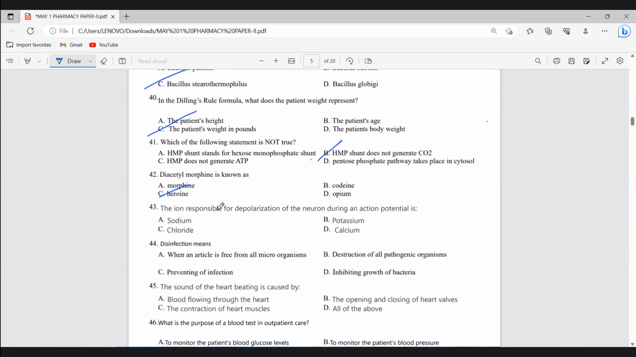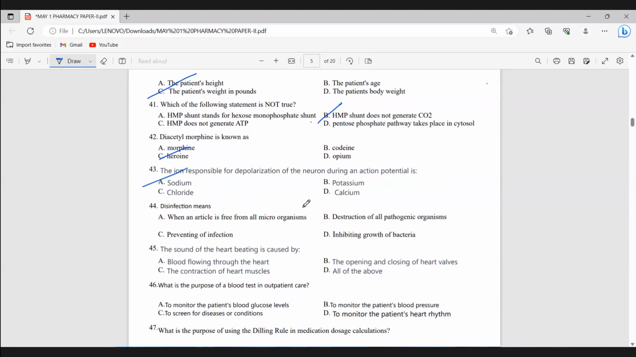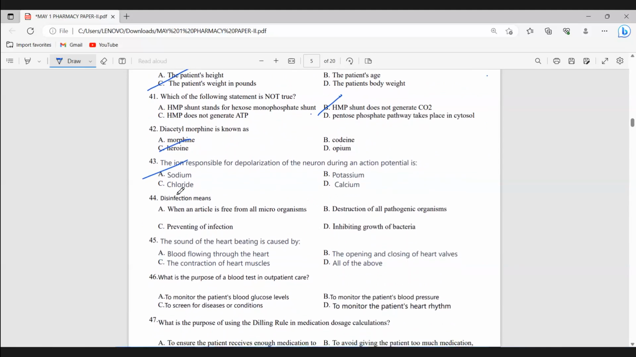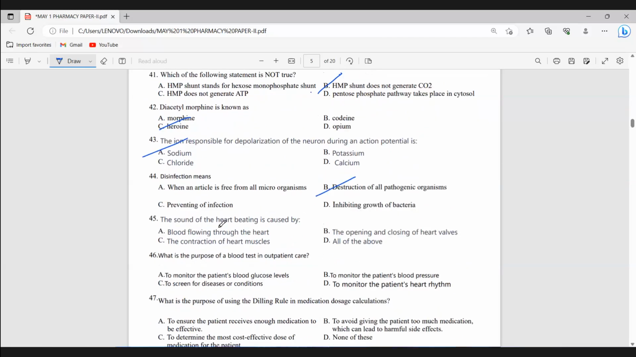Then 43, the ion responsible for depolarization of neuron during action potential is sodium. Then 44, disinfection means destruction of all pathogenic organisms. The sound of heartbeat is caused by opening and closing of heart valves.